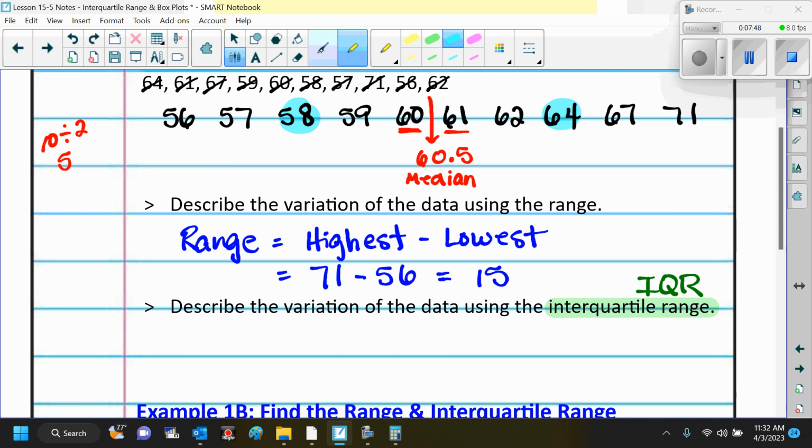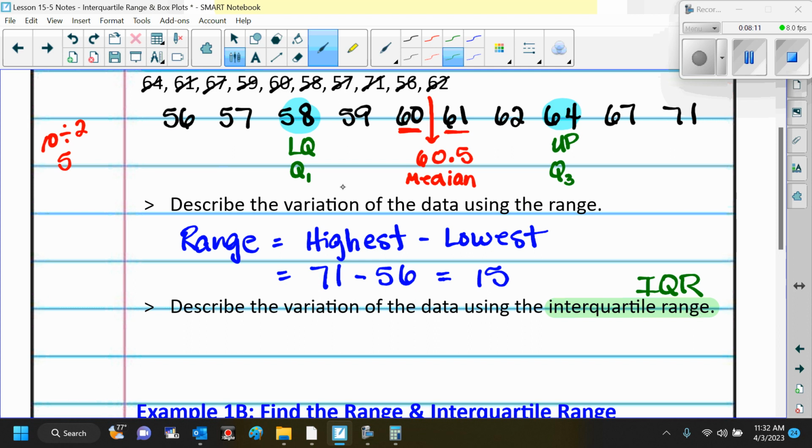So that means that 58 is the lower quartile, or Q1, either way, and the 64 up here is the upper quartile, or Q3. Q2 would be the actual median, okay?